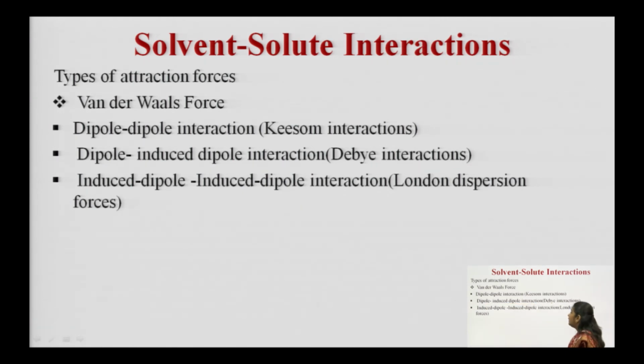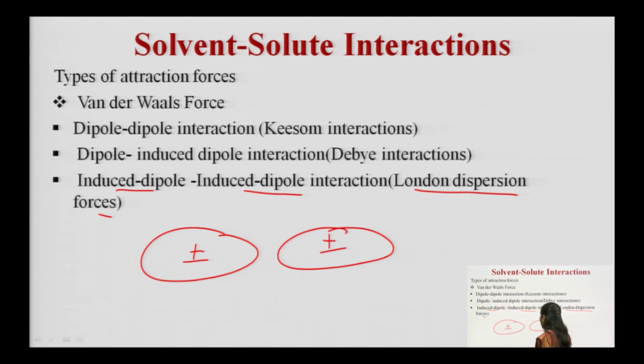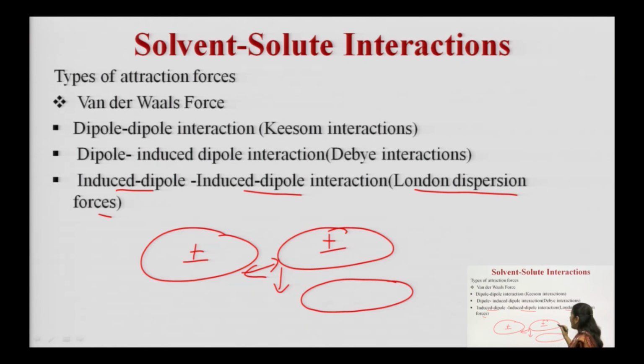Then comes the induced dipole and induced dipole interaction. It is also known as London dispersion force. It is the force of attraction which exists between two induced dipoles. Now, suppose two nonpolar molecules are kept together, then they collide with each other, and as they collide there will be a disturbance in the electron cloud and a disbalance in the distribution of electrons. Due to this disturbance in the distribution of the electron cloud, dipoles will be created.